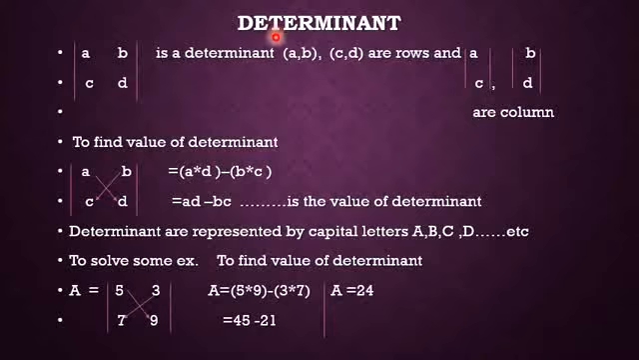The next part is very important, that is determinant. What is the meaning of determinant? Here we have to give 2 rows and 2 columns. Here A comma B and C comma D are the rows. A comma C and B comma D are the columns. We can multiply cross, that is A into D minus B into C.